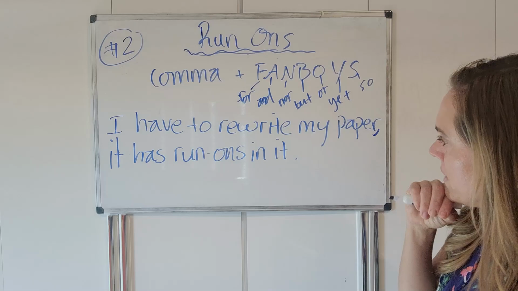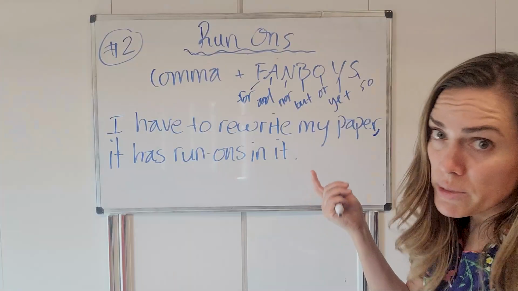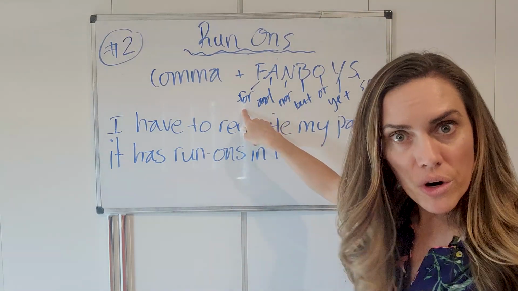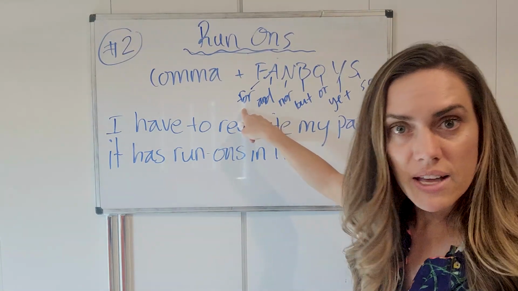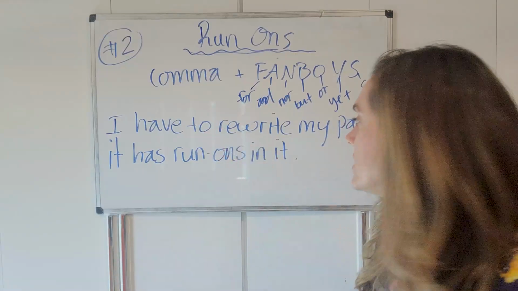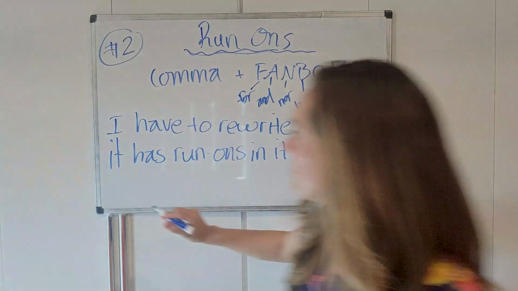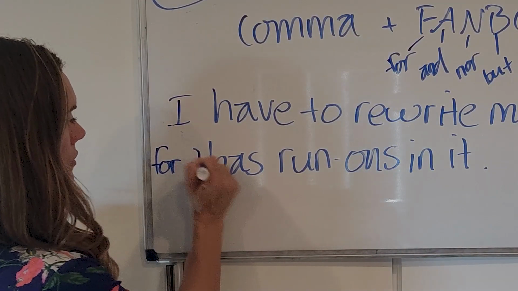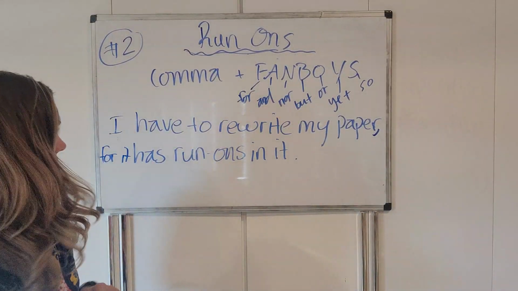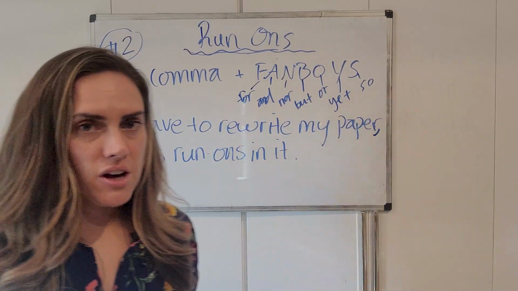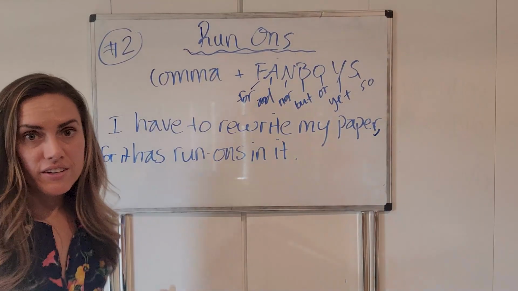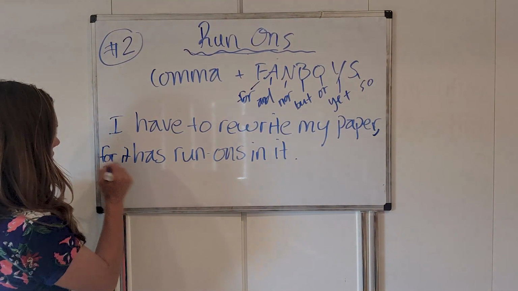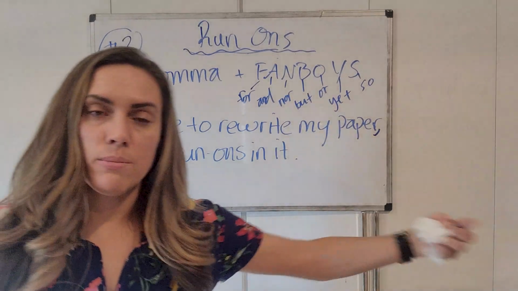I have to rewrite my paper because, well, because is not a fanboy, but I will say that the word for is a fancy way to say because. So you could even write that down and say, I have to rewrite my paper, for it has run-ons in it. Now, I would never talk like that, but in writing, I would do that. You can even change the meaning of the rest of the sentence, and you could say, so I can get a better grade.